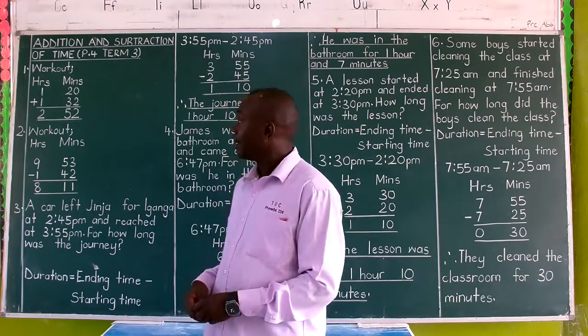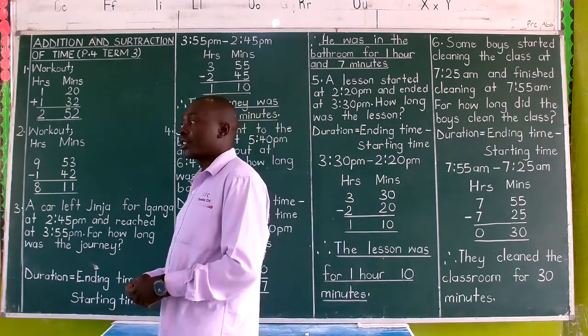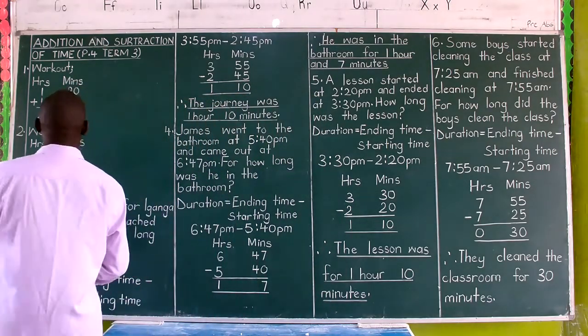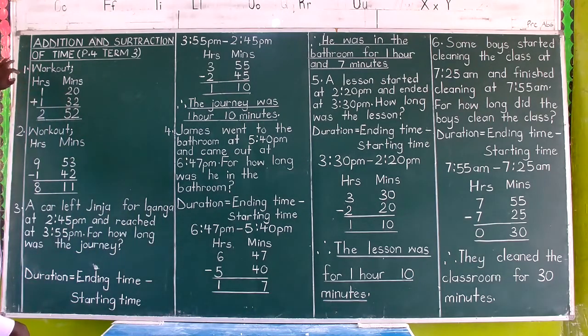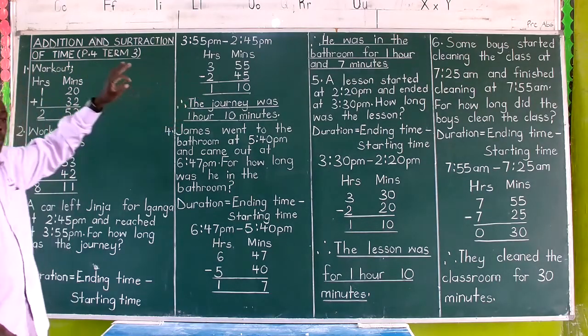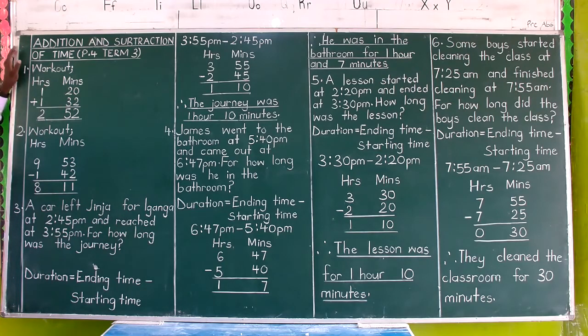P.4 it is, and we're doing addition and subtraction of time. P.4 term 3. Remember P3 work, that is addition and subtraction of time in terms of hours and minutes. If you remember this, that's good. If you don't remember, then here to remind you of what you ought to have known. So I've got you to work out the addition and subtraction of time first before we apply them in P4.